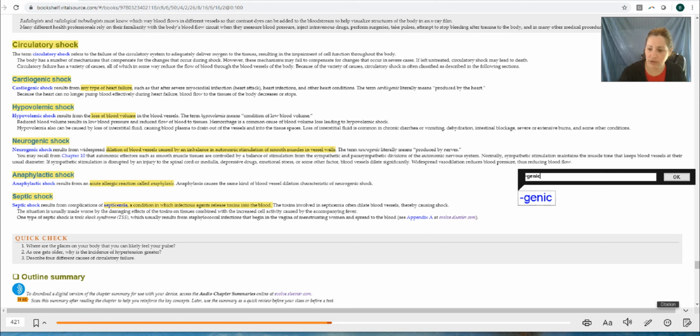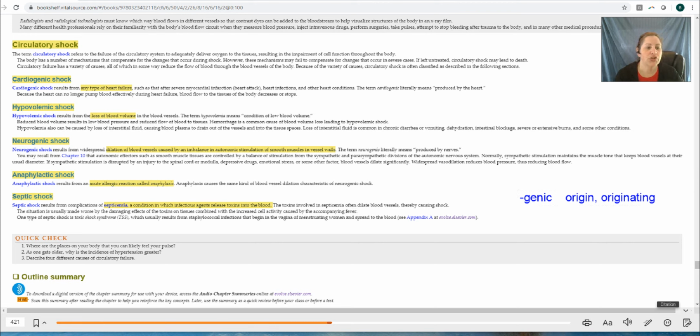Med term, genic, means origin or originating. Okay, so the first word is cardiogenic shock, which means originating in the heart. That means the heart is the problem. It could be a heart attack, a heart infection. So that means the heart is not pumping the blood out.